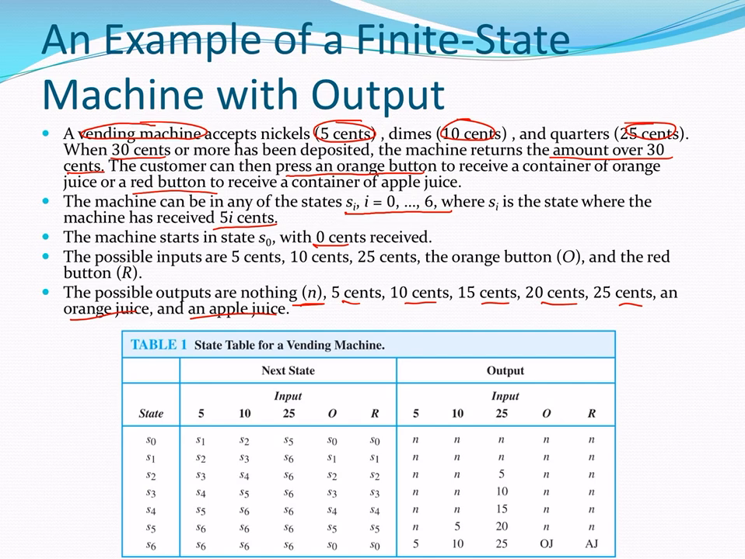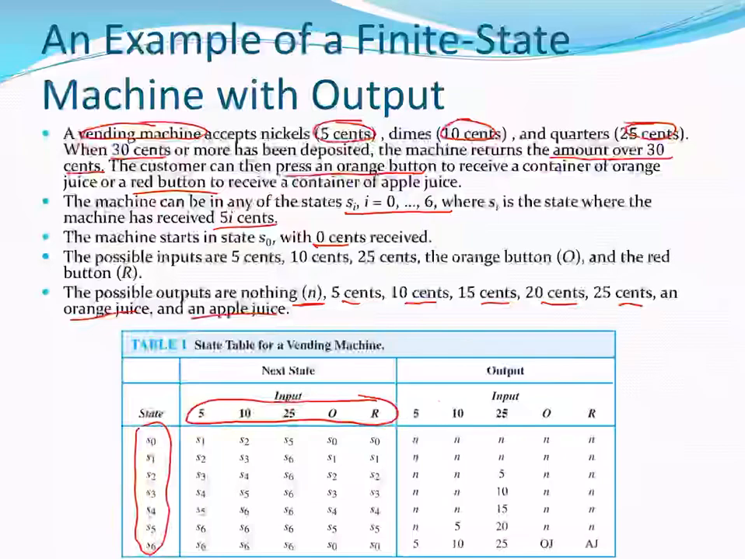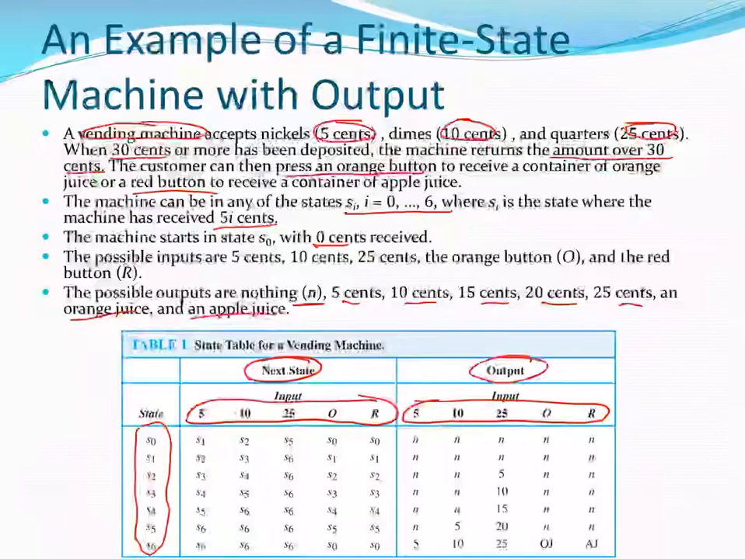What we use is a state table to define the functions that are required for a finite state machine with output. We have inputs, which are the state that the machine is in, and another input, the coin inserted or the button pushed. So you have the same inputs for both the state transition function and the output function.